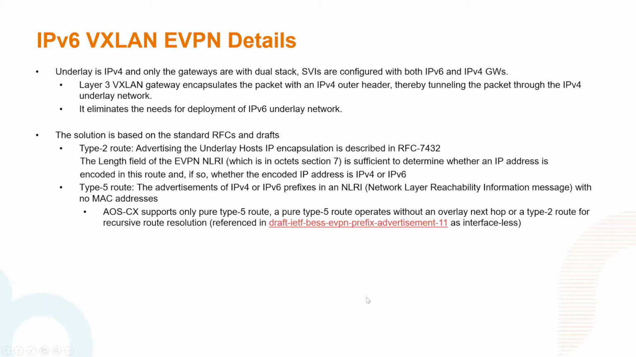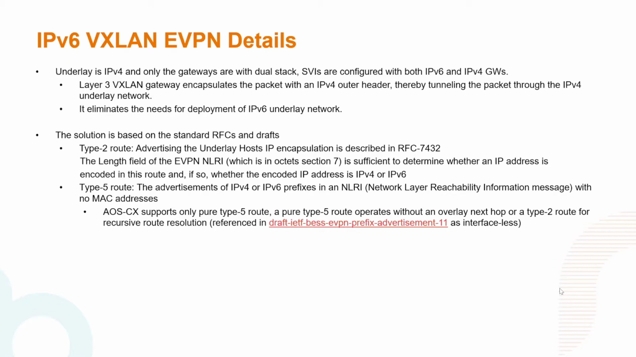Yeah, the underlay is still IPv4. So because of this, the entire underlay network need not be changed. It eliminates the need for deployment of an IPv6 underlay network. The solution is based on the standard RFCs and drafts. The type 2 route details are present in RFC 7432. The encapsulation of IPv4 and IPv6 are very generic. Based on the length field, it would be decoded. Coming to the type 5 route also, it's a very generic format that is specified in the draft prefix advertisement.